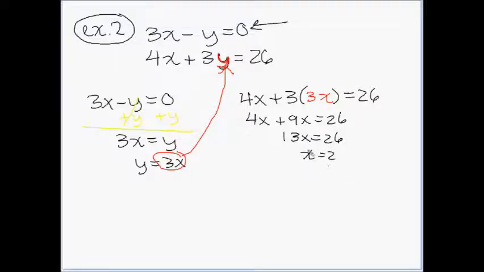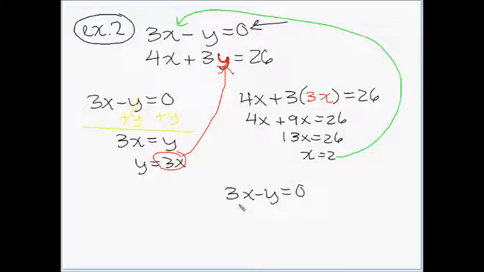We still have to take this partial solution and plug it back into one of the two equations. It doesn't matter which one you plug it into. You can plug it into the first one or the second one. I'm just going to plug it into the first one for x. So I'm going to take my first equation, 3x minus y equals 0, and I'm going to substitute in place of the x the value I just solved for. Just got 2 for x. And then I'm going to simplify.